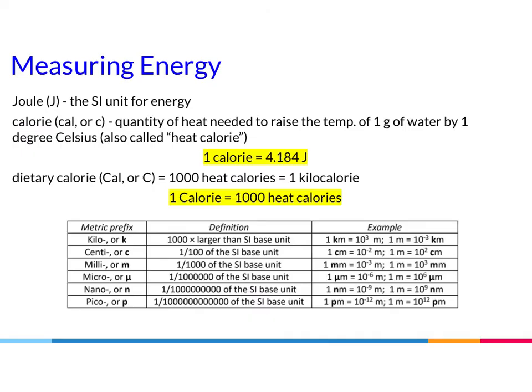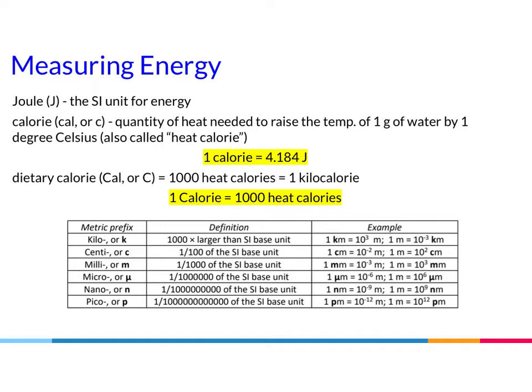So before we get going on our new formula Q equals mc delta T, I want to refresh your memory on the unit for energy and dimensional analysis. The SI, or System International, unit for energy is the joule, which is a capital J. We will also be using the heat calorie, or the calorie with a small or lowercase c. That's known as the heat calorie.